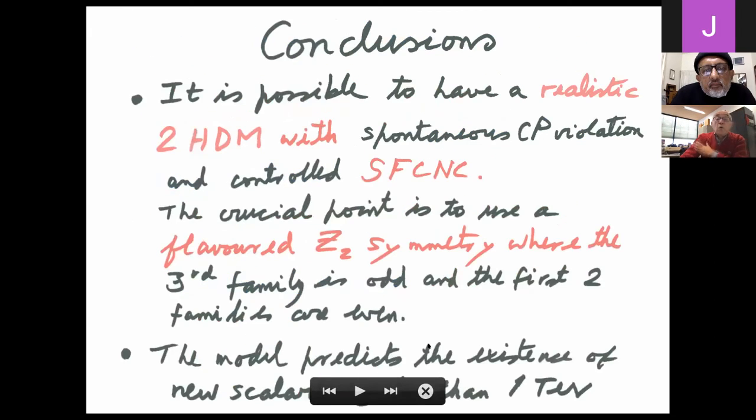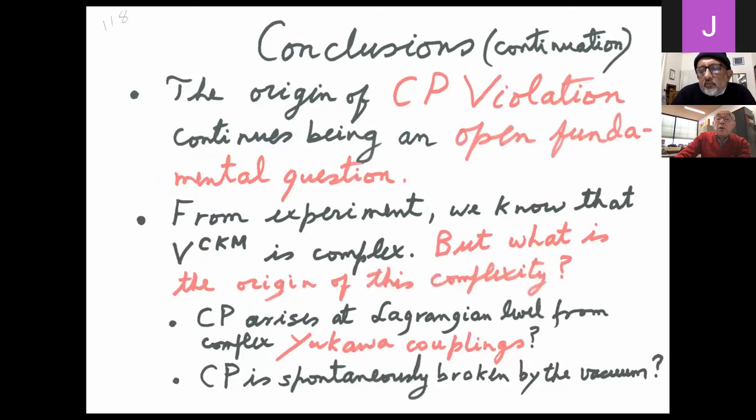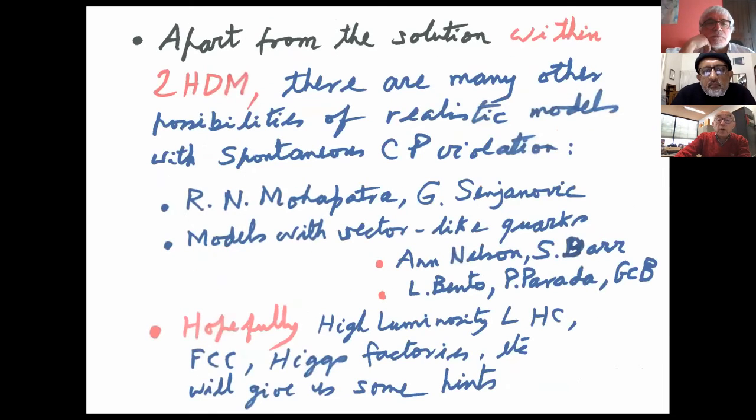So now conclusions, so that I don't take too long. It is possible to have a realistic two Higgs doublet model with spontaneous CP violation. We'll not go into the rest. The model predicts the existence of scalars at 1 TeV. The origin of CP violation continues to be an open fundamental question. From experiments, we know that VCKM is complex, but what is the origin of this complexity? It can arise, as in the Kobayashi-Maskawa model, through complex Yukawa couplings. It can also arise from spontaneous breaking from the vacuum.